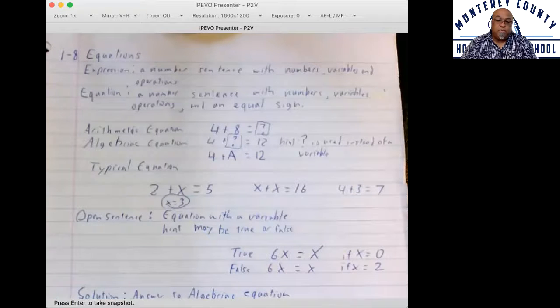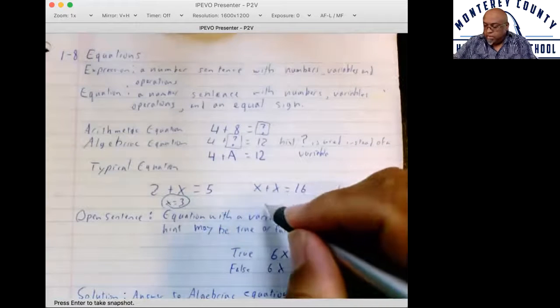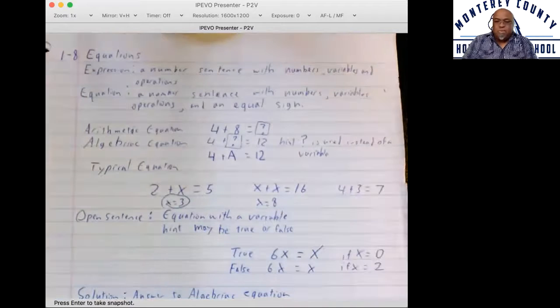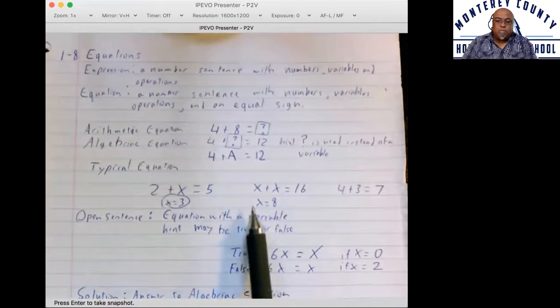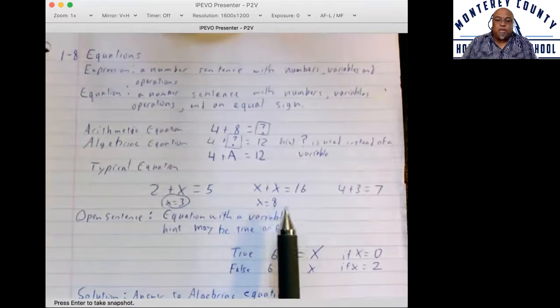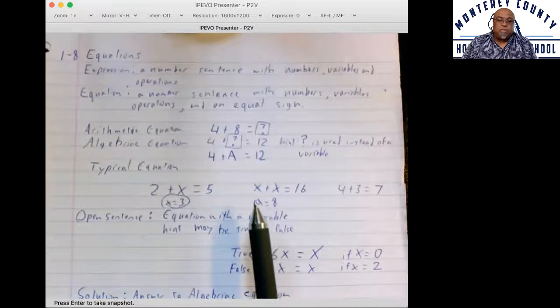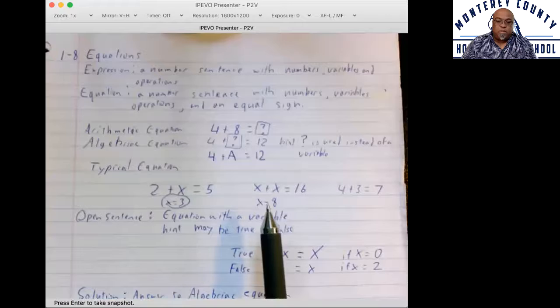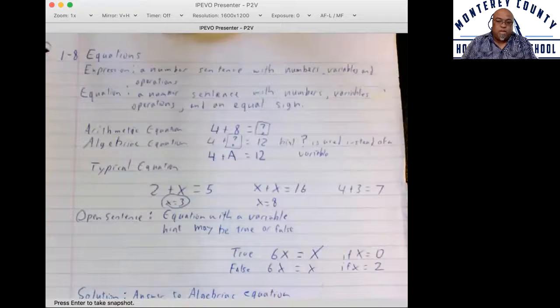1001. There's your second. All right, well, I'll help you. So in this problem, x is going to equal 8. Why? Because the only number plus itself that equals 16 is 8. X can't be 6 because 6 plus 6 equals 12. X can't be 7 because 7 plus 7 equals 14. X can't be 9 because 9 plus 9 equals 18. Okay? The only number plus itself that equals 16 is 8.